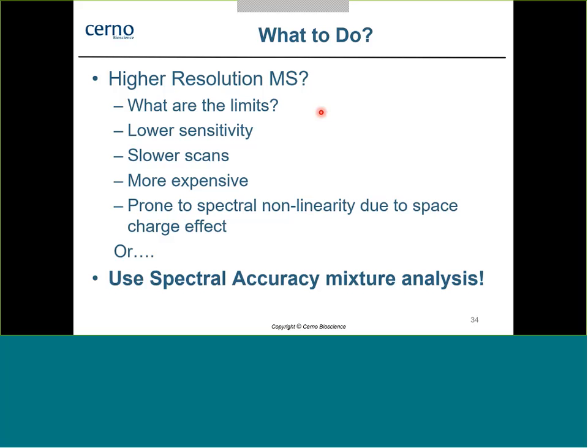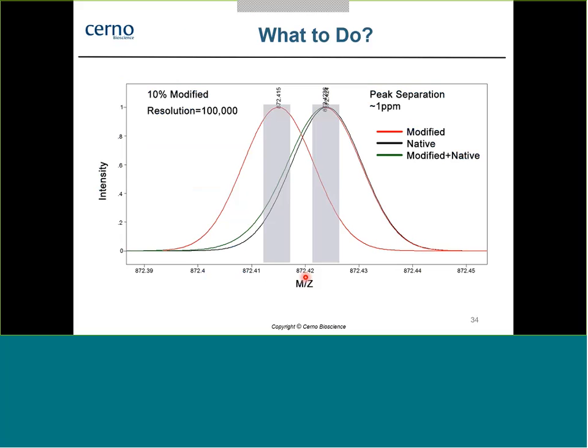resolution instrument. The other thing that one has to be careful about is that with these trap-based instruments, when you go to very high resolution, the ions are spending a lot more time in the trap, and that introduces nonlinearity of the ion positions and amplitudes due to space charge effect. This can be another complication. And of course, what we're proposing here is another approach, as an orthogonal method to validate these impurity measurements: to use the spectral accuracy mixture analysis.